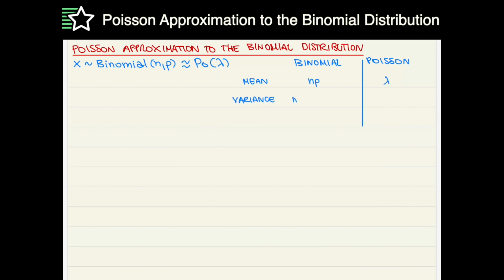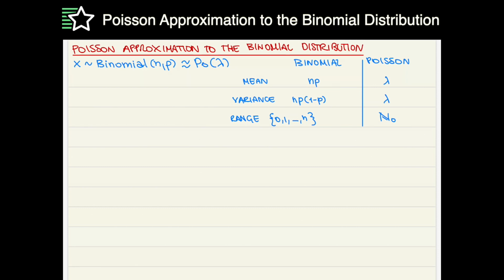The variance of the binomial distribution is n times p times 1 minus p. The variance of a Poisson is lambda. Therefore, the mean and variance of the Poisson distribution are the same, but this is not the case for the binomial distribution. Also, the range of a binomial distribution is between 0 and n, while a Poisson distribution can assume all the natural numbers as values.